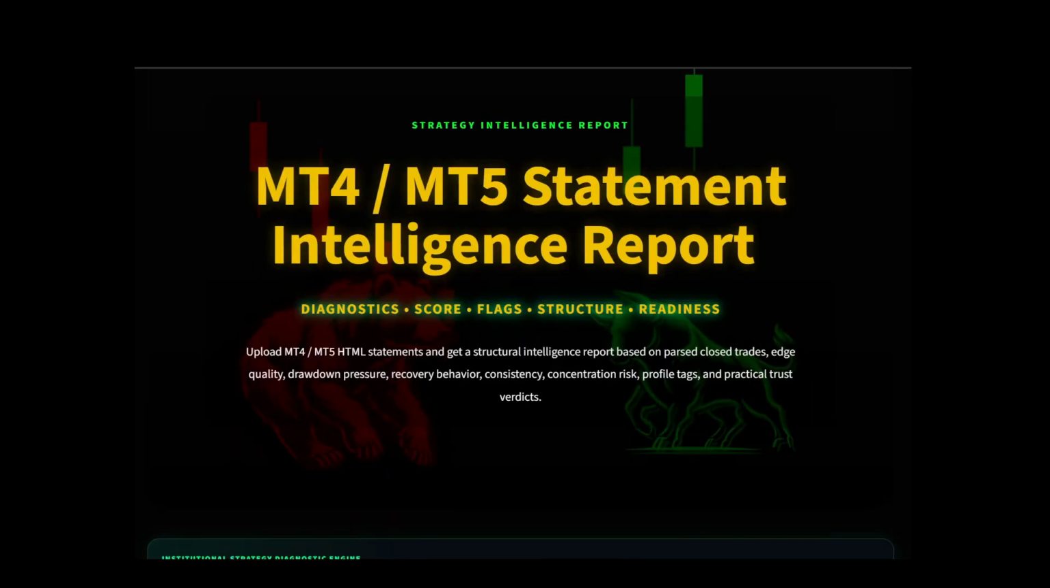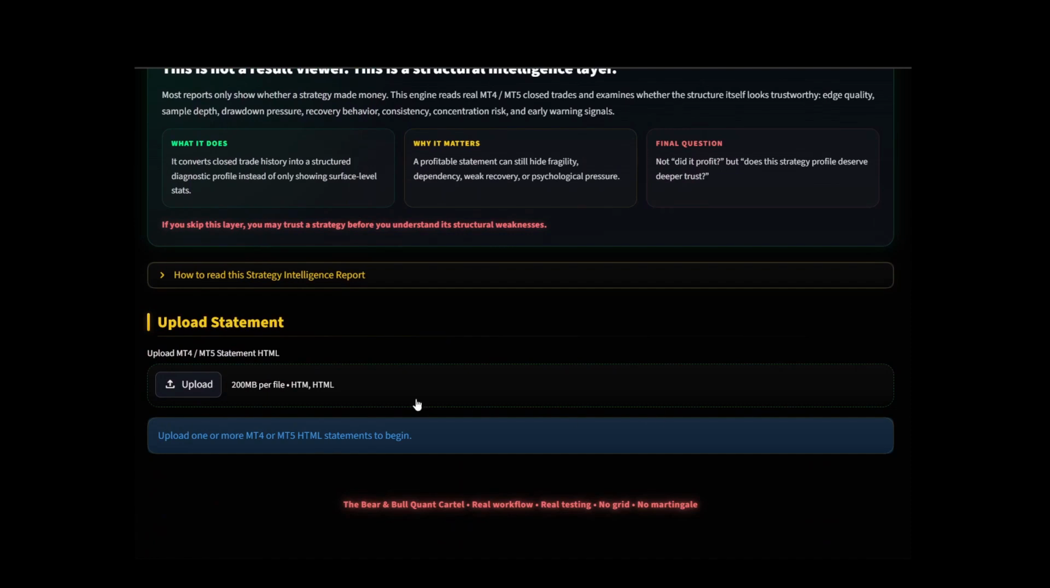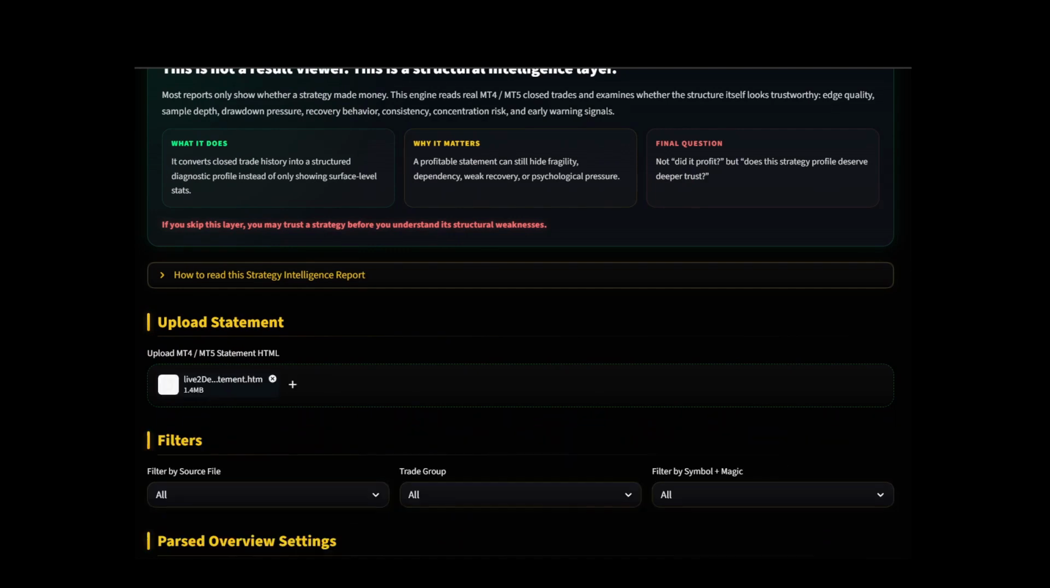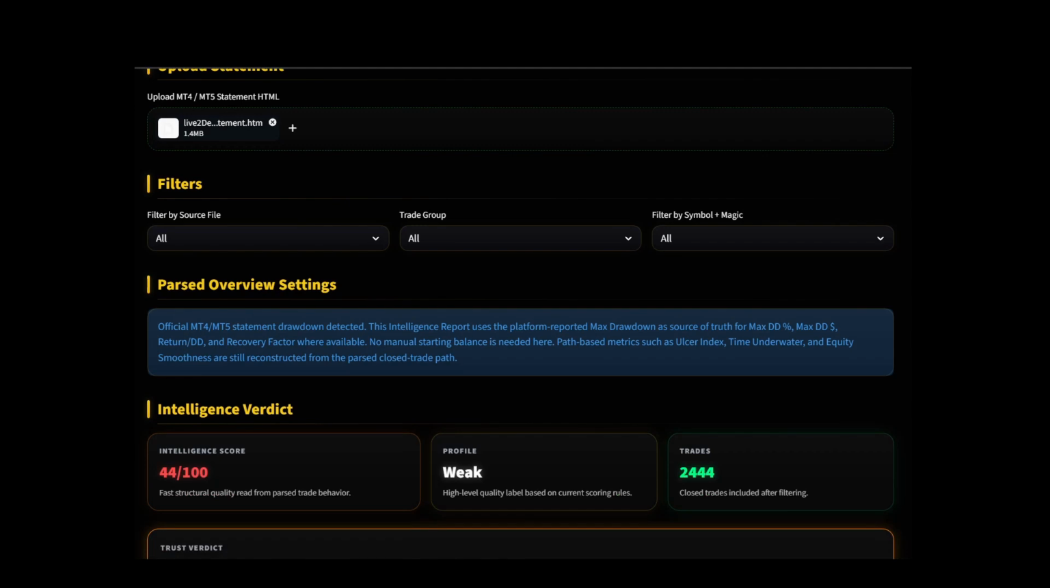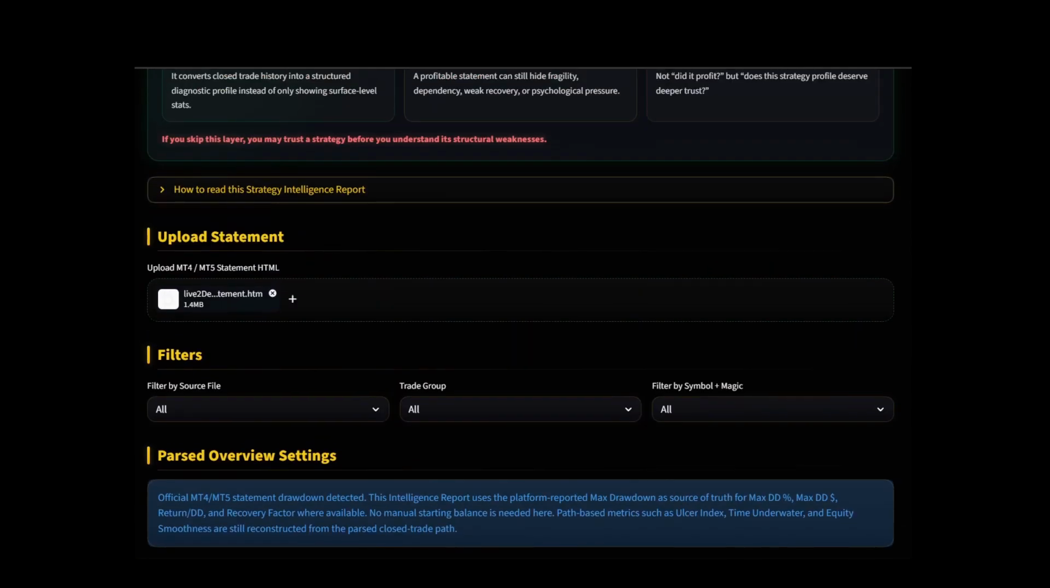The beginning works the same as the Monte Carlo tool. First, I upload a detailed MT4 or MT5 statement. If multiple HTML statement files are uploaded, I can choose which source file I want to analyze. This is useful when you want to compare different accounts, different exports, or different portfolio versions.